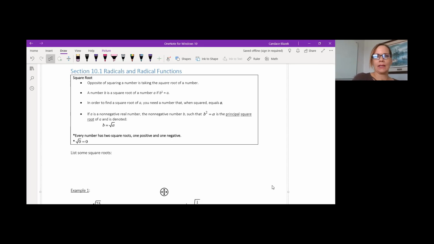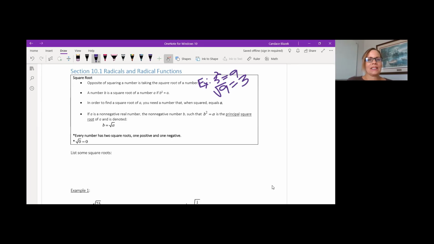So as an example here, if I squared a number, I get 9, but if I do the opposite of squaring a number, I get 3. Okay, so that would be the square root. A number b is a square root of a number if b squared gives you the number, right? In order to find a square root of a, you need a number that when squared equals a. These are different ways to talk about the square root.